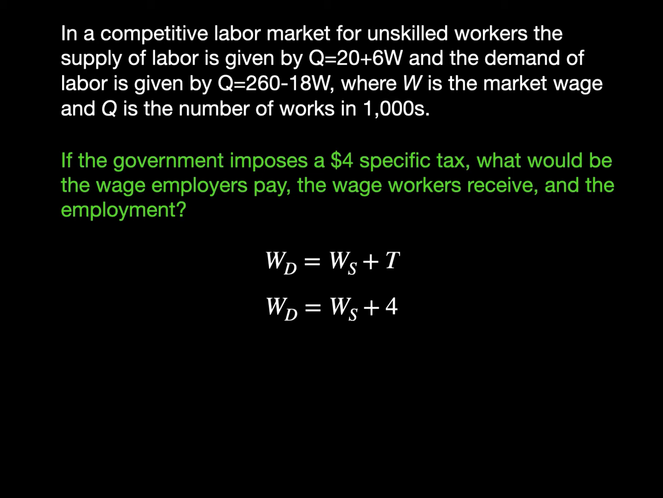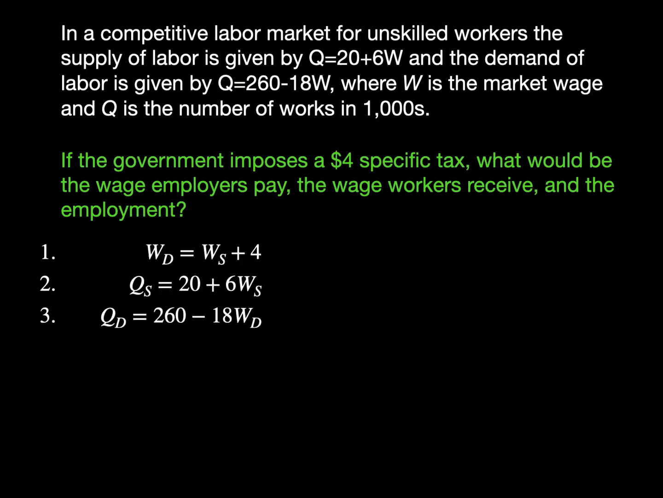The wage that the employer pays will be $4 more than the after-tax wage the worker receives. This is described by the tax wedge equation here. It shows that the wage the employer pays, WD, has to cover the wage that the worker receives plus the tax. So in the supply and demand equations, we now include subscripts so that the wage the employer pays, or WD, and the wage the worker receives, or WS, are different.